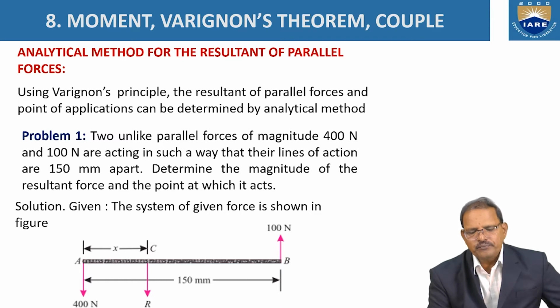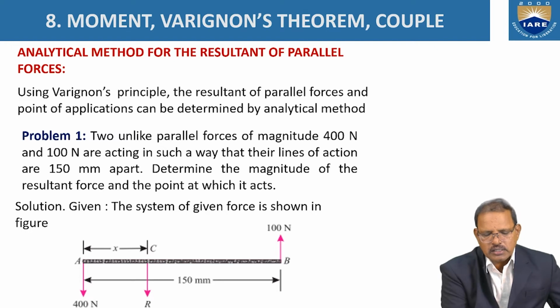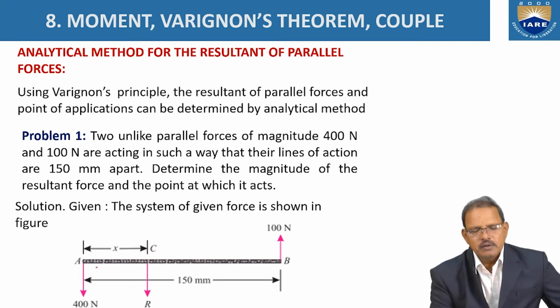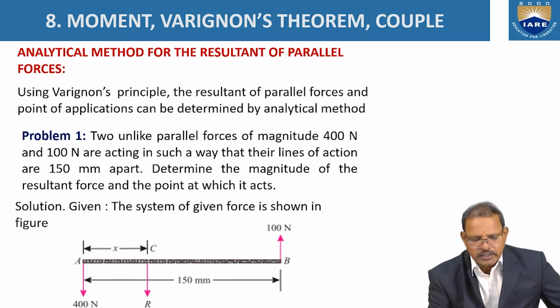Two unlike parallel forces of magnitude 400 newtons and 100 newtons are acting in such a way that their lines of action are 150 mm apart. Hence, A and B are the points at which the 400 newtons and the 100 newtons are acting, separated by 150 mm. So, find the resultant of these two forces and the point at which it acts now.